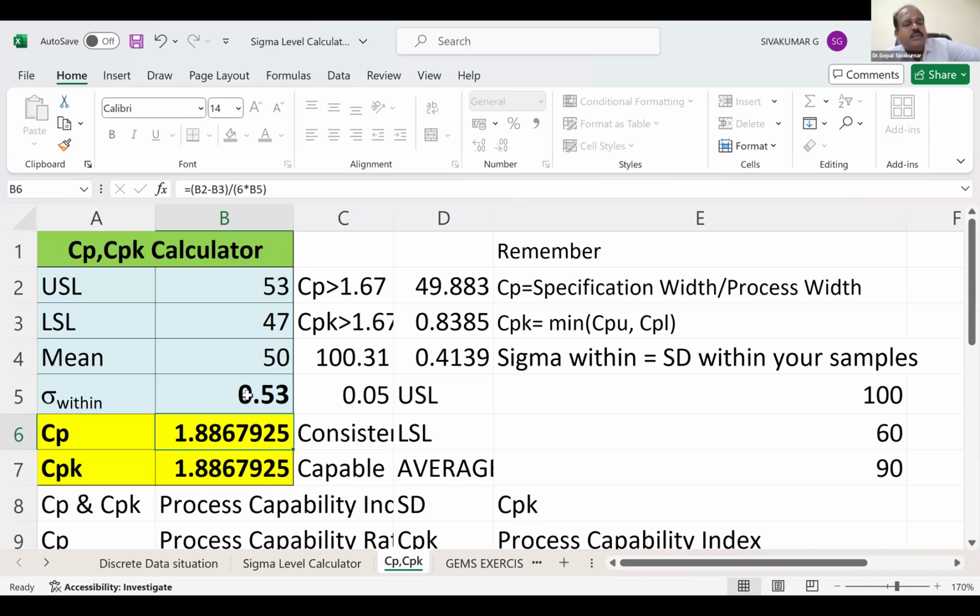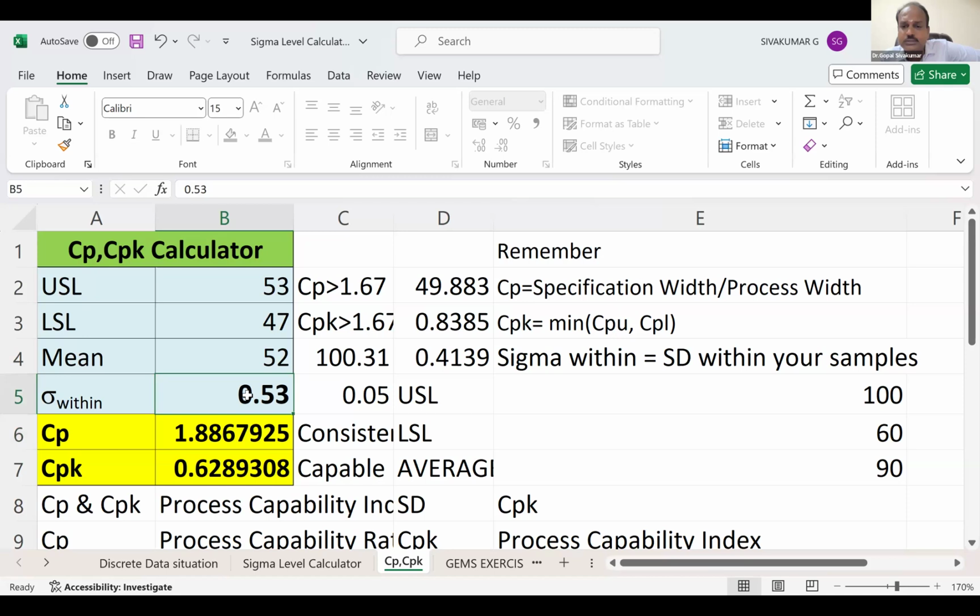Shifting the process is sometimes referred to as moving the mean. You have to move the mean as well as reduce the variation. If your CP is very good, see here your CP is very good, 1.88. But CPK is unacceptable. That means the process is shifted to 52.